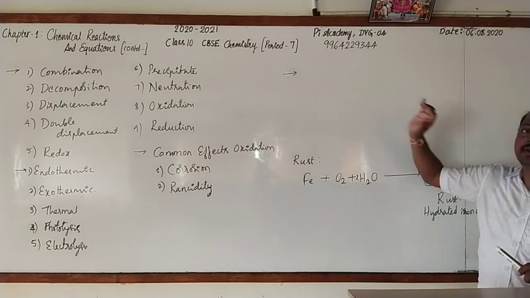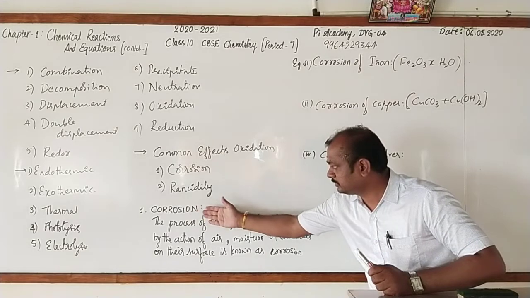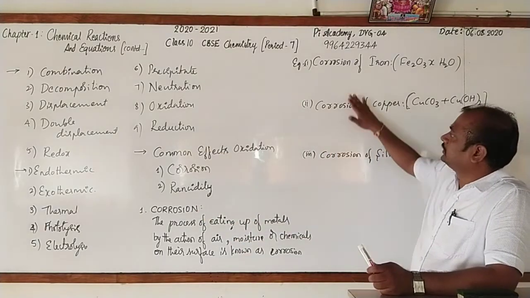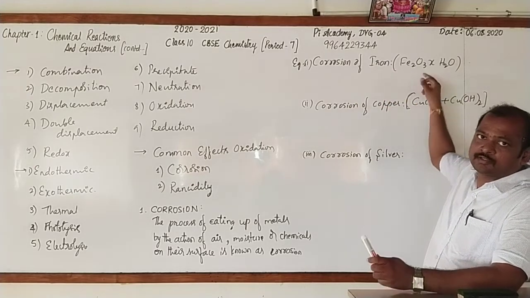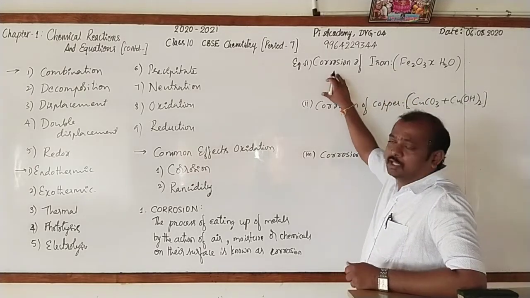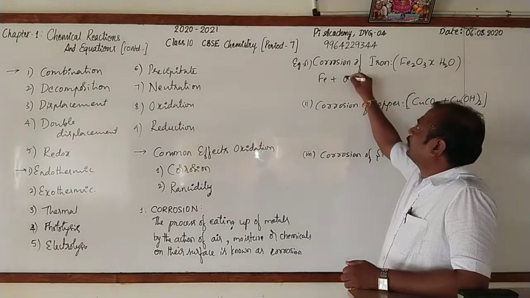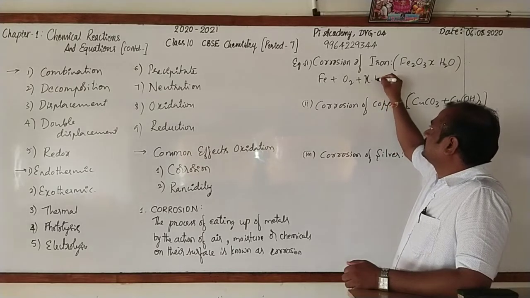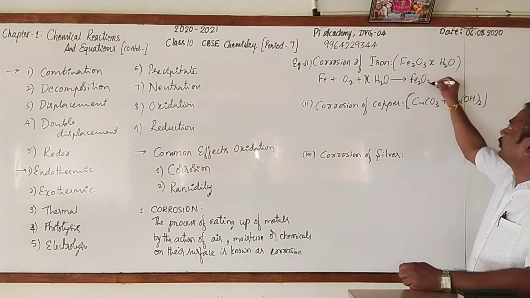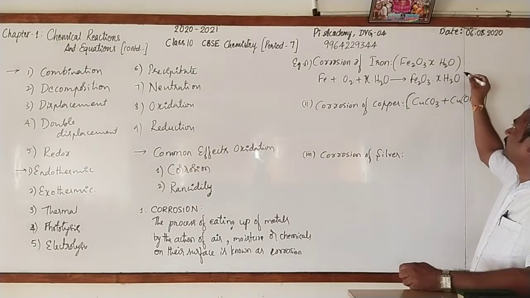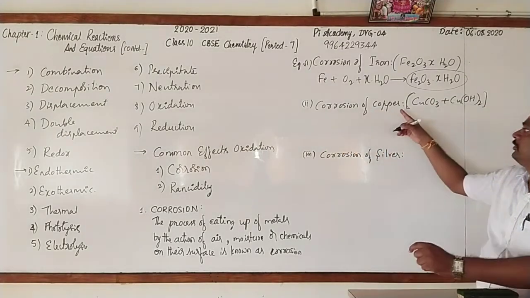Before that, let me write the definition of corrosion. Observe, here I have written the definition of corrosion. Then these are the examples. Corrosion of iron, it is hydrated iron oxide. So the chemical equation with respect to this can be written like this: Fe plus O2 plus x H2O gives rise to Fe2O3 x H2O.